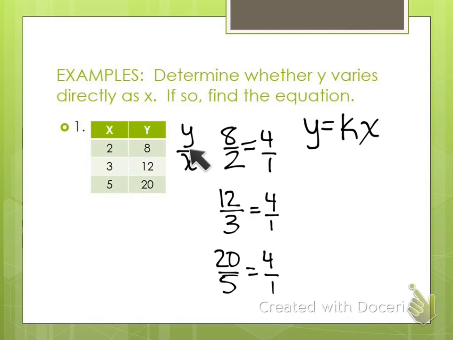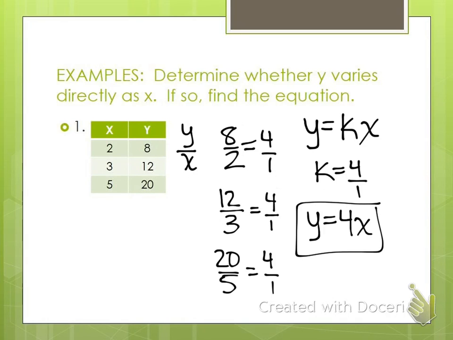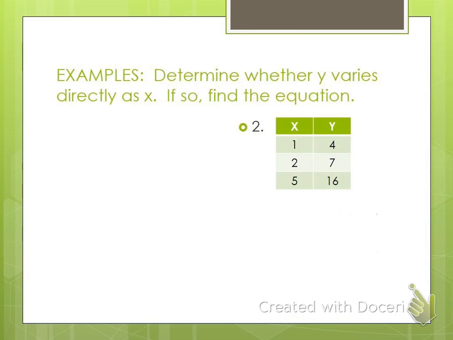And the k equals 4. We already found it when we were looking at the y over x, this constant of variation. That is k. K equals 4 over 1. That means you can just write it as y equals 4x for our equation. Okay, for number 2, we are going to start it off the same way. We are going to be looking at the relationship of y over x.